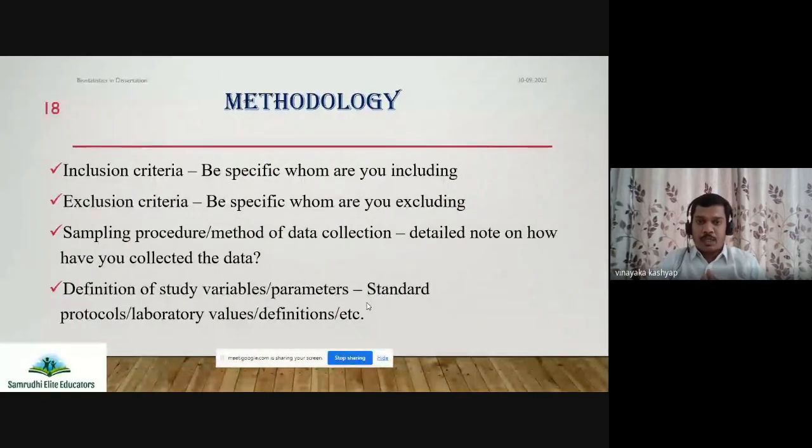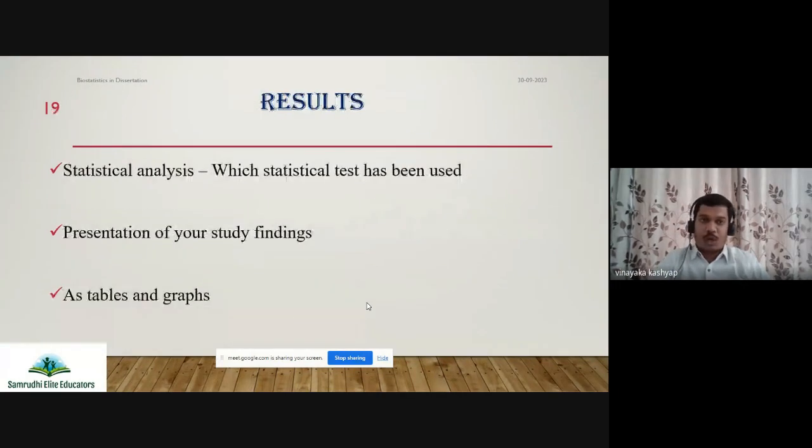Now if your topic is to see the anemia prevalence, then you have to define what is anemia. If it is a woman, if it is a man, when do you say a particular person is anemic? Less than 7, less than 10, less than 11. So definition of the study variable is very, very important. Also, if you are saying a dengue case, who is a dengue case? How do you define this particular thing? All these things have to be mentioned in your methodology.